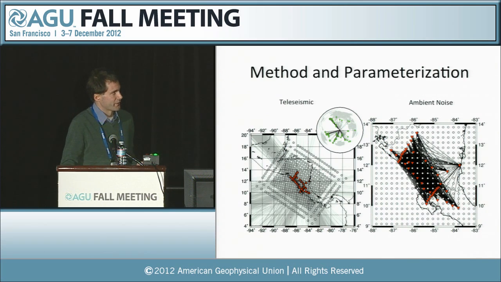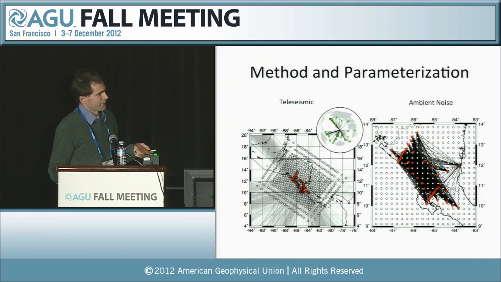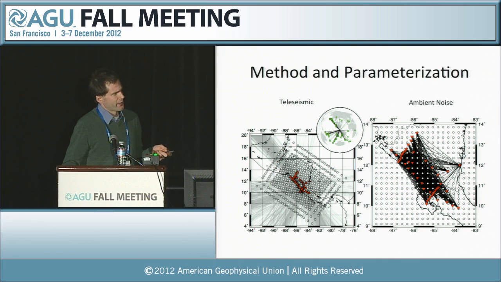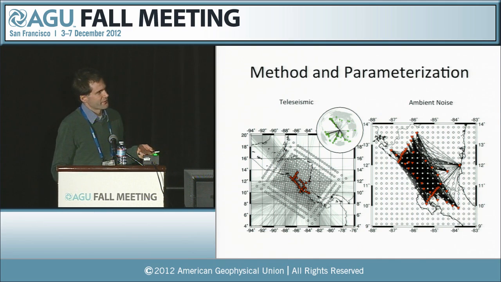So the method I'm using for the teleseismic Rayleigh wave inversion is the two-plane wave method of Forsyth and Lee, and we use 2D phase and amplitude sensitivity kernels. And this is just showing you the nodal parameterization and the earthquake distribution that we used. For the ambient noise, we use phase sensitivity kernels, and this is the ray path coverage that we had for the Rayleigh waves, and this is just the nodal parameterization that we used.